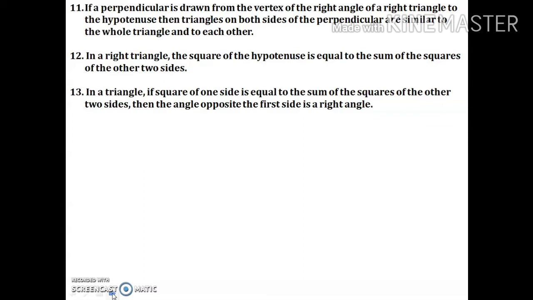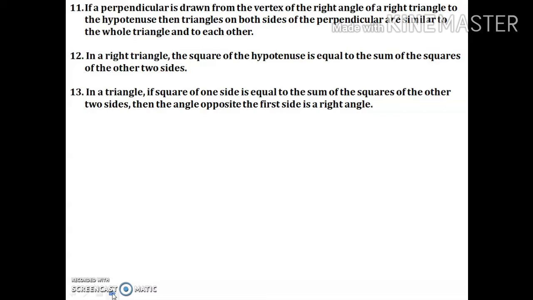The next theorem which you learn in this chapter is, in a right triangle, the square of the hypotenuse is equal to the sum of the squares of the other 2 sides. Which theorem is this? Yes, the famous Pythagoras theorem. The proof of Pythagoras theorem is still there in your portion. So learn it and learn how to write it step by step. Okay children, and you have many questions related to Pythagoras theorem which you have to learn.